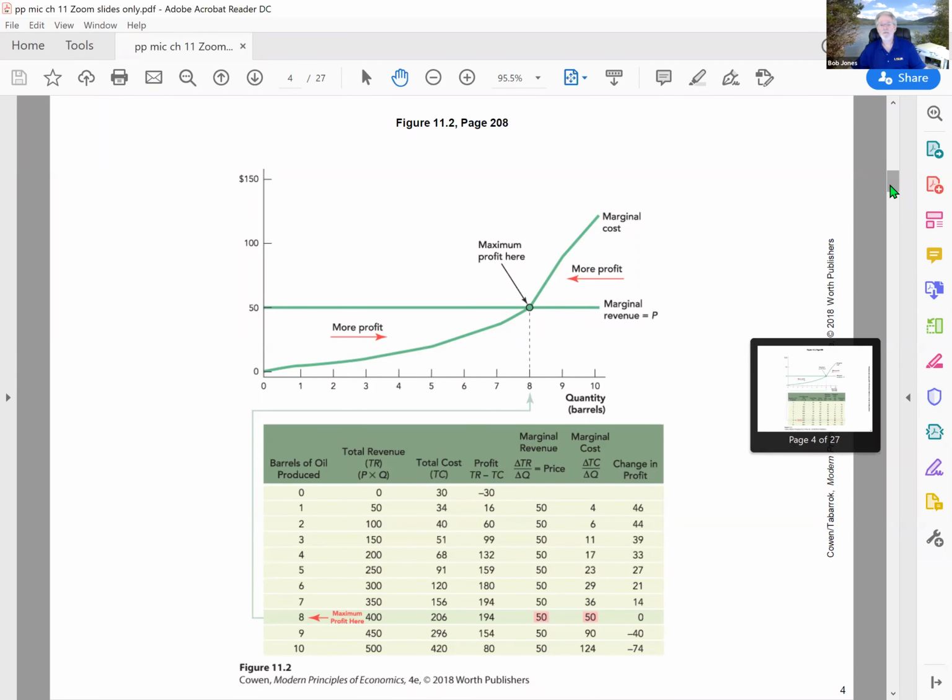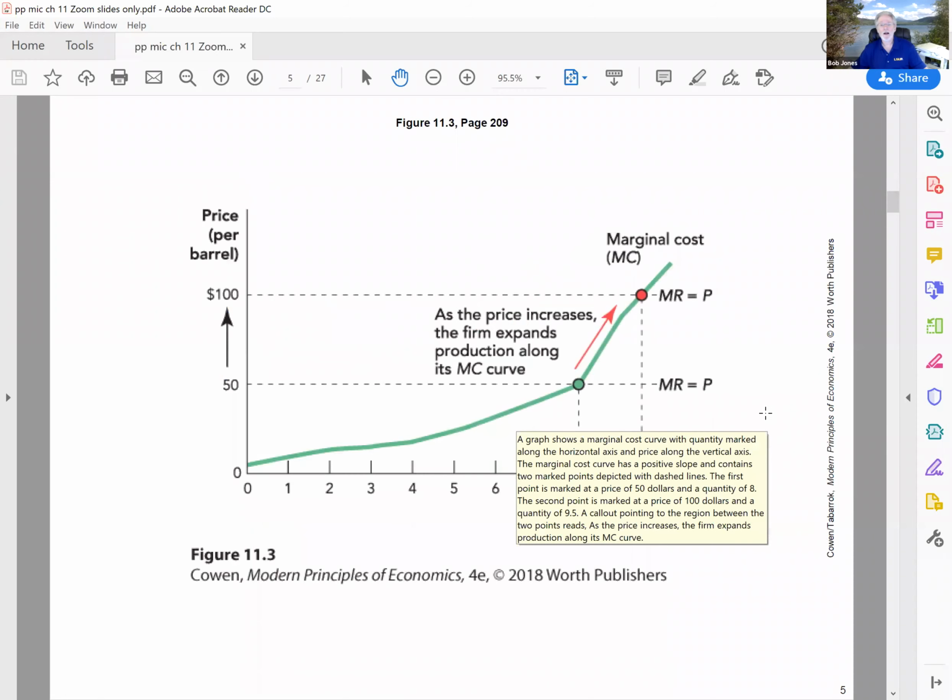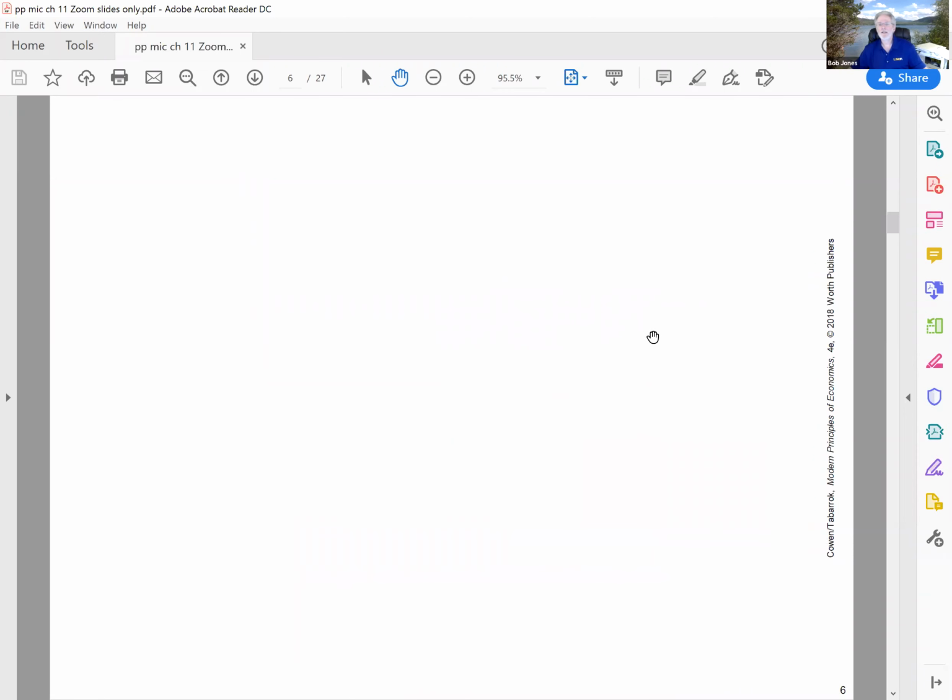Here we have, I think we spent some time going through this earlier. We said that, actually, I'm going to skip ahead for a minute.